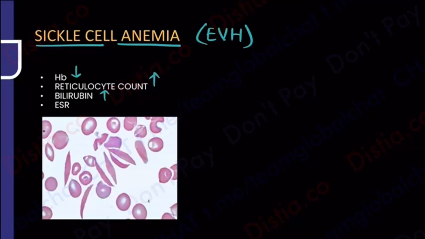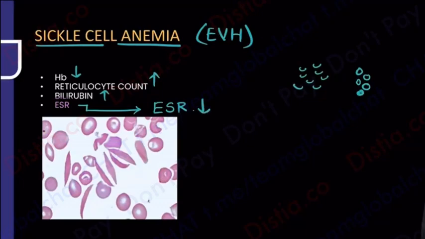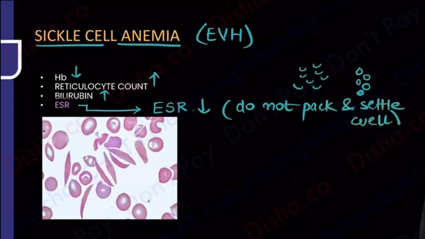Now let's talk about what the ESR is going to be. When I'm talking about ESR, erythrocyte sedimentation rate, till the time the cells were normal, they could pack into each other and come to the bottom because they were shaped in such a way. Now the cells have become randomly sickle shaped. Will they pack into each other properly and settle down normally? No. So the ESR is low. These cells do not pack and settle well because they are all weird shapes. They won't fit into each other and won't settle to the bottom.